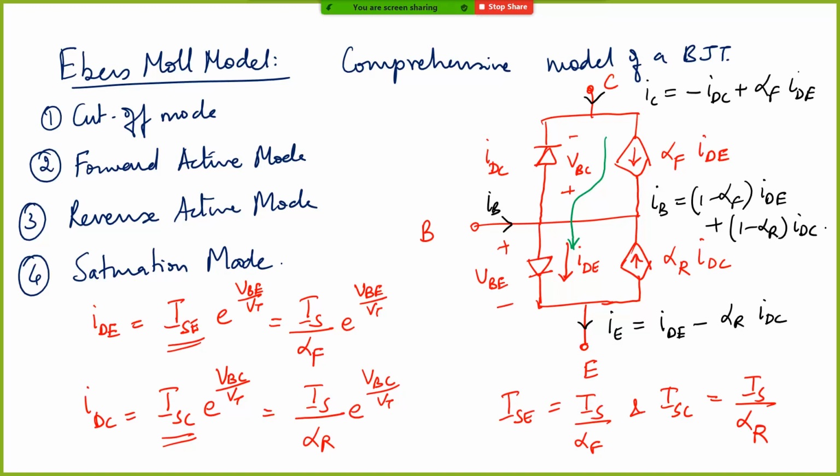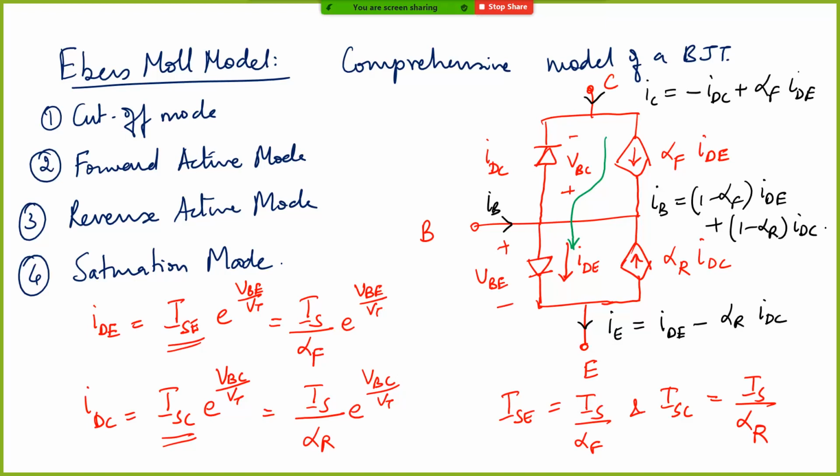For example, in the cutoff, how does this model help us? In the cutoff mode, everything is turned off, right? VBC is 0, VBE is 0, and therefore all the exponentials will go to 1. You will be left with only the reverse saturation currents flowing around, right? So it models our cutoff mode. At slightly higher potentials, whether it is in the forward active mode or reverse active mode, that particular branch will start taking over. The other will become negligible.